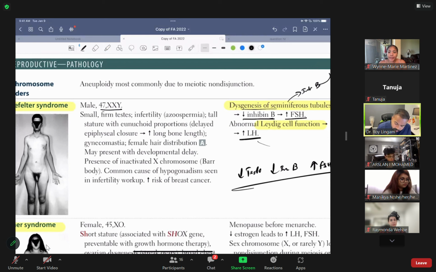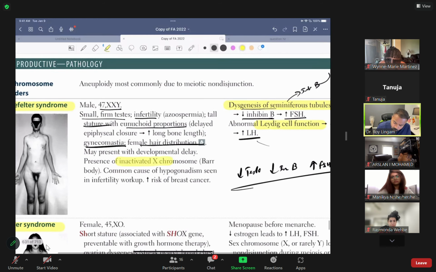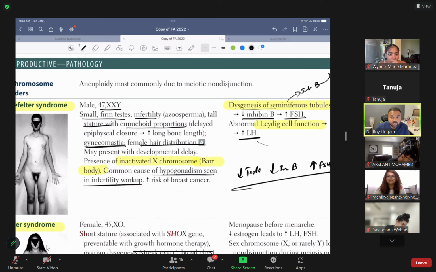Now, these people have small firm testes, infertility, tall stature with eunuchoid proportions, gynecomastia, and female hair distribution. They have one extra X chromosome, an inactivated X chromosome. We call that a Barr body, folks, okay? These people live a normal life. The only time they find out about this is when they do a workup for infertility. We will talk about that a little later.